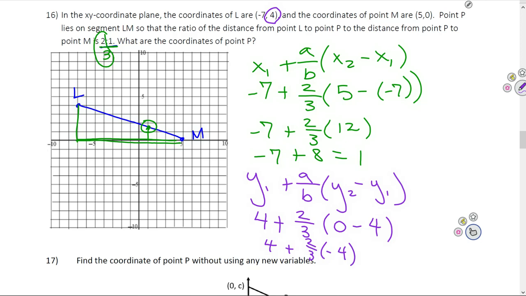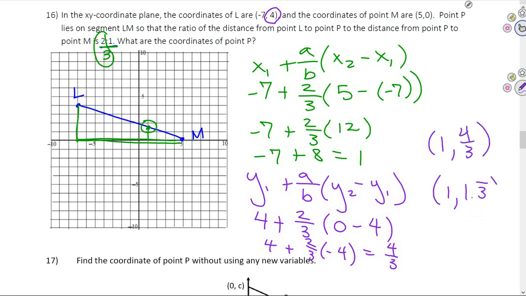2/3 of -4 is, let's see here, -8/3. And so, 4 plus that, you get a positive 4/3. And so you can either give the answer of 1 comma 4 thirds, or if you're more of a decimal kind of person, you get 1.3 repeating. Okay? And either one of those would be the correct answer for that point that is the ratio of a 2-to-1 ratio.